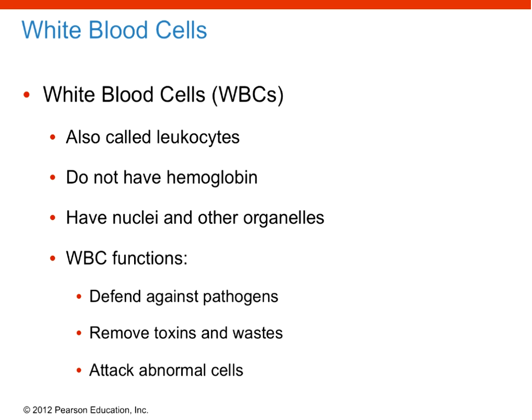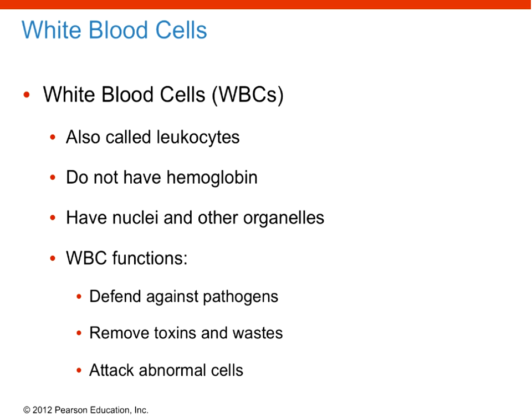The other class of formed elements, formed from those myeloid stem cells, are your leukocytes, your white blood cells. They don't have any hemoglobin. Unlike red blood cells, they do have nuclei, mitochondria, Golgi apparatus, and those other organelles.